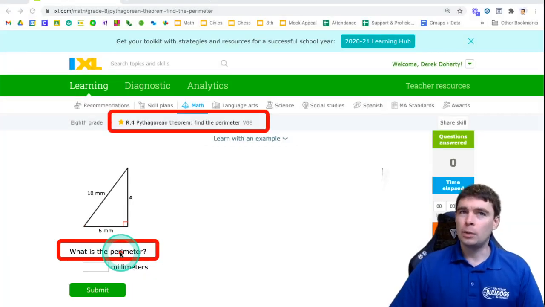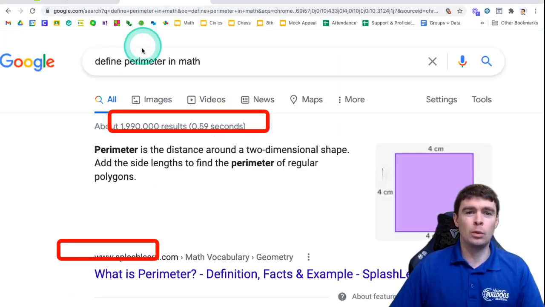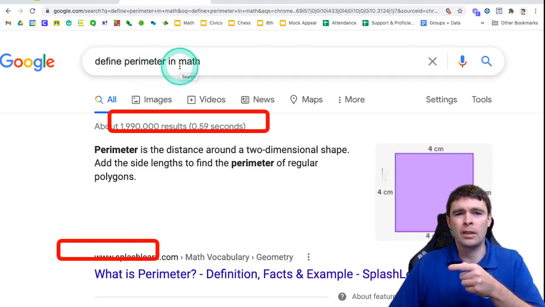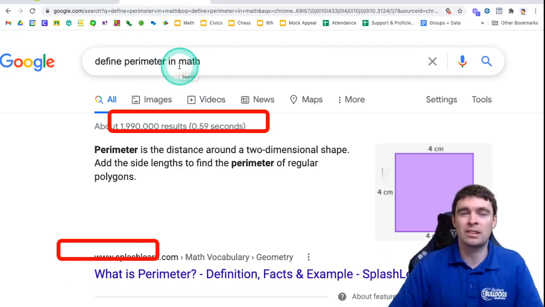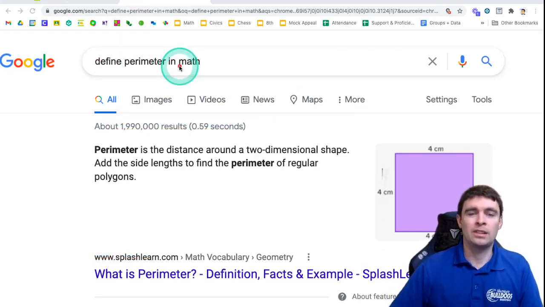So before I do any of this problem, we need to say what does perimeter mean in math. And if I didn't know that, I would simply run a Google search. I would ask Google to define perimeter in math. I like my search to be very specific about math stuff when I look that up. So in this case I said, hey, define perimeter but specifically in math. And this is what Google told me right away.